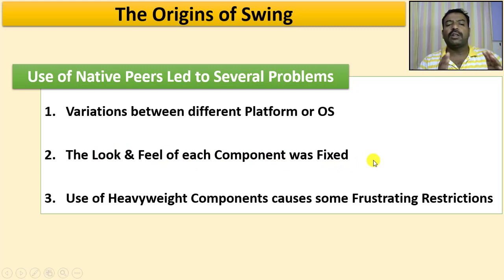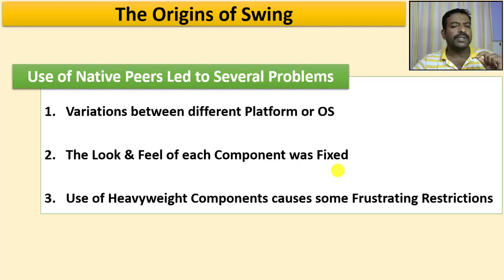That is, whatever the look or feel of a GUI component that Windows was giving me, I need to use the same. Or whatever Linux was giving me, I need to use the same. Hence, when I talk about the look and feel of each component, it was fixed with respect to the platform I am going to use. The second problem evolves if I use the native API, the graphical user interface packages.